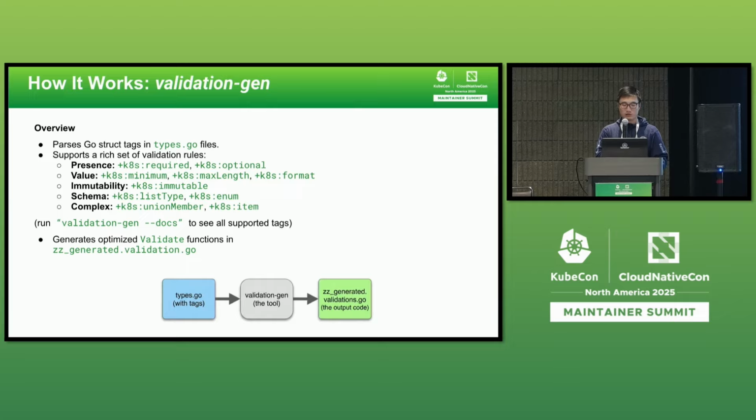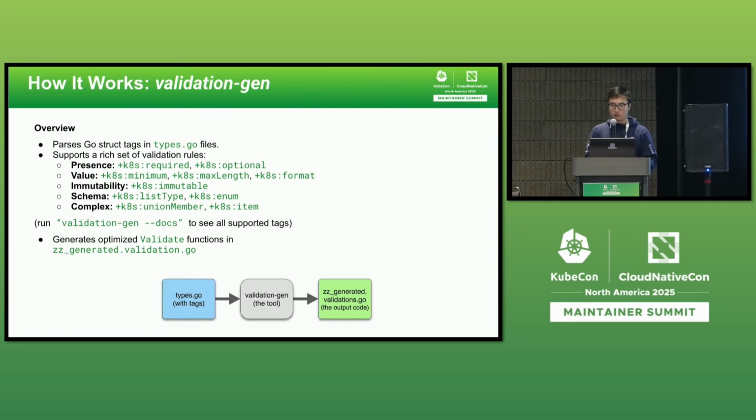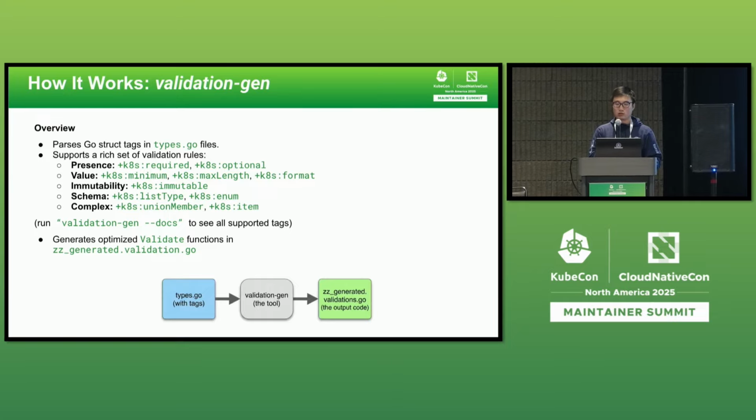And you will support a rich set of validation rules, from simple ones like required, optional, and some value validation like minimum, maximum, and some semantic validation like immutable, and some Kubernetes-specific tags like listType for server-side apply, and then some more complex tags as well for union members, like the equivalent in OpenAPI, that's oneOf, and some items for more cross-field complex validations.